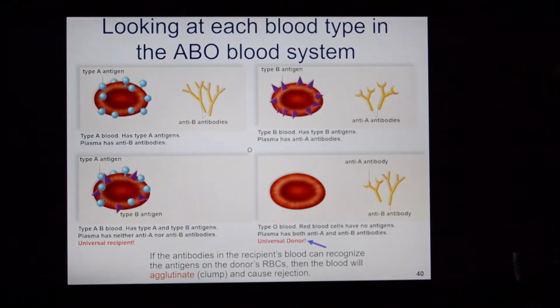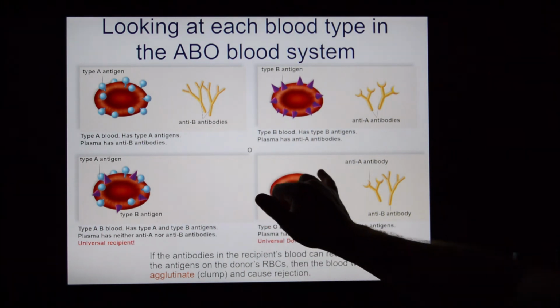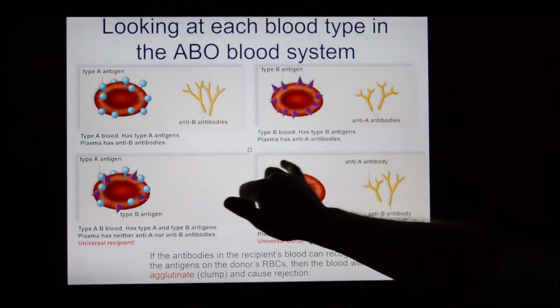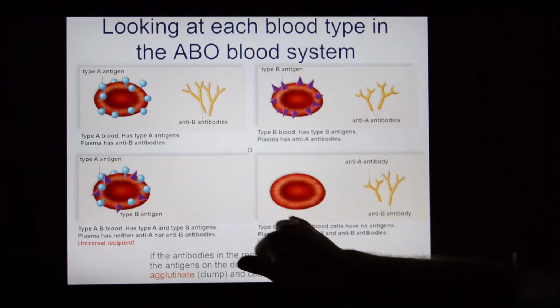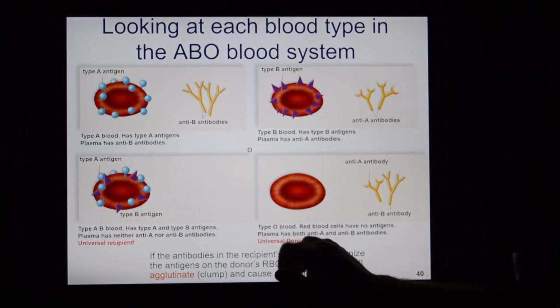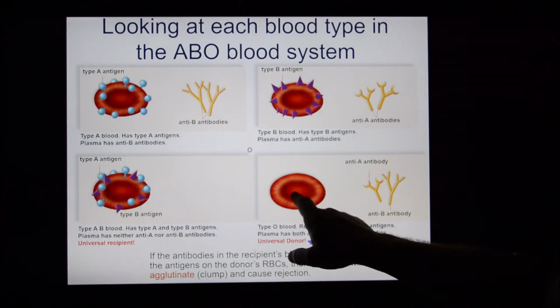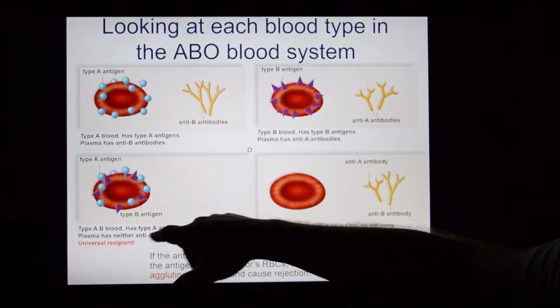They're totally fine. And then last but not least, there's type O blood. Type O blood is completely devoid of any antigens of any form. There are no cellular markers on these red blood cells. Side effect of that? You can take this blood and put it into anyone, and they are completely fine.